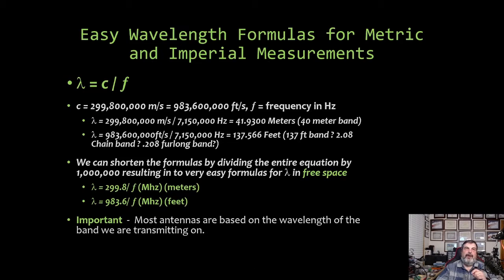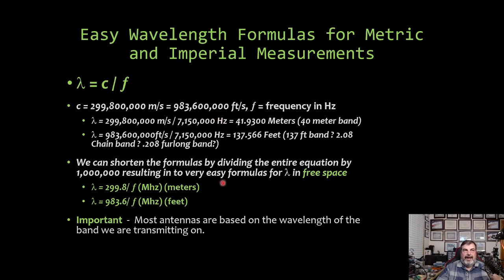Okay, that leads us to a big equation. When we deal with big numbers, it's always tough to do things in your head or on a calculator because you're punching a bunch of zeros. So if we take the speed of light in a vacuum in meters or in feet, and we divide it by the frequency in hertz, we get how long one waveform is. We can shorten this formula, because we're dealing in hundreds of millions of feet or meters per second, and in frequencies that are millions of hertz.